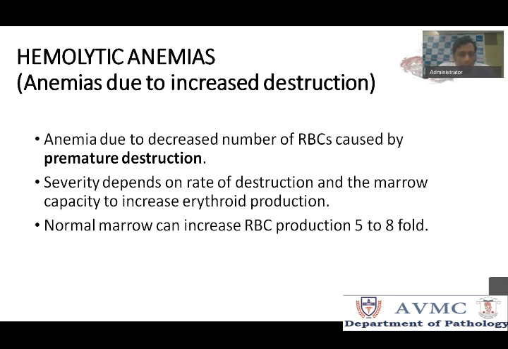And see, the marrow has the capability of increasing RBC production 5 to 8 fold. I'm telling this point because when there is mild lysis, the patient may be asymptomatic because the marrow may produce a compensatory erythroid hyperplasia. That is to compensate for the loss which has happened in the peripheral blood. It can increase the production of RBCs.